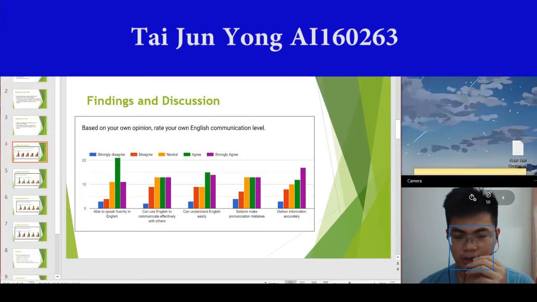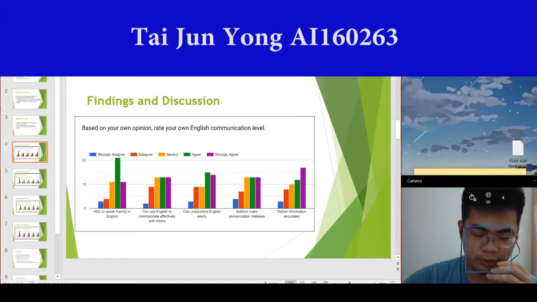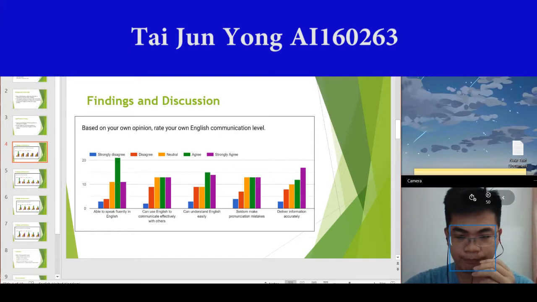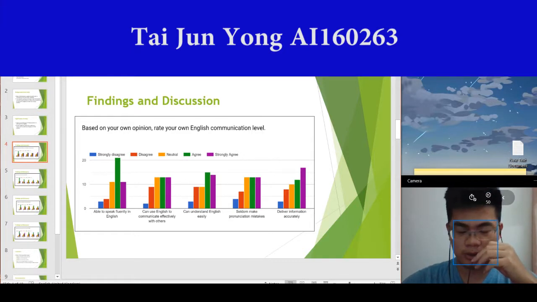which is 13. For the next, most of the respondents agree with can understand English easily, and the following is strongly agree with this statement. Lastly, for delivers information accurately, most respondents strongly agree with this statement. From this figure, we can see that most of the respondents are able to speak English fluently, but they also make some mistakes.